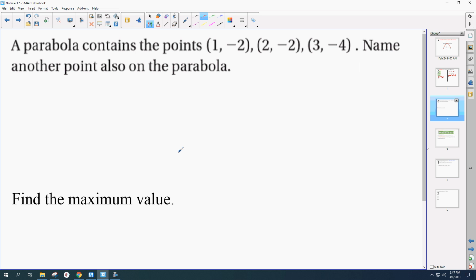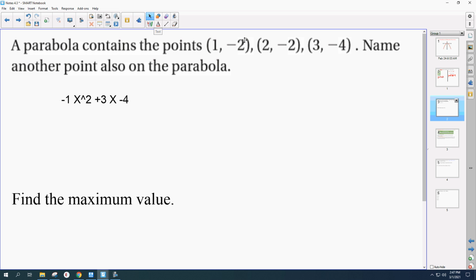Next, a parabola contains the points this. Name another point also on the parabola. Well, that's the one we just did, right? It was this one. We had 1, -2, 2, -2, 3, -4. Yeah. So that was our equation. It says name another point also on the parabola. We'll just plug something in.